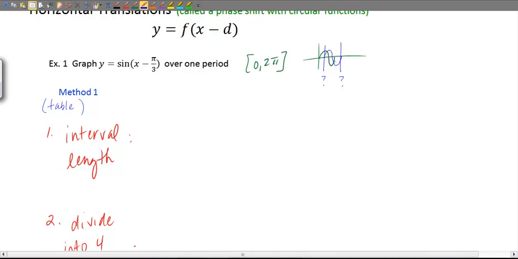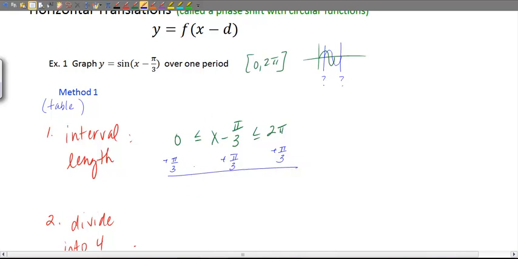So we're going to set up an inequality to determine what this is now. The way we do that is we take this inside value, x minus pi over 3, and set it greater than or equal to the left-hand boundary, which is 0, and less than or equal to the right-hand boundary, which is 2 pi. So we're creating an inequality, and I'm going to solve it. To do that, I'm going to add pi over 3 to all three sides.